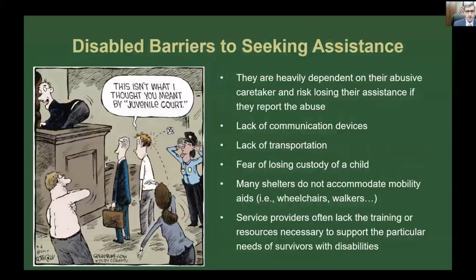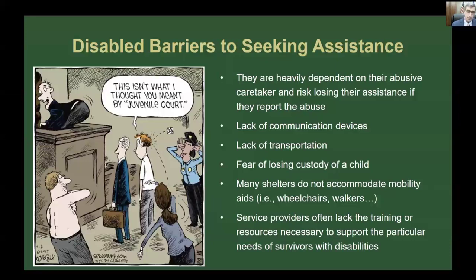What are some of the barriers that a disabled individual has in seeking assistance? Well, many times the very person that's engaging in the violent or abusive behavior is their caretaker. So by reporting the abuse, they are risking that their assistance is going to be cut off. And so that is a difficult thing for them, because they feel like they're in a situation where they either live with the abuse and get the assistance, or get out of the situation and then don't have any plan for assistance. So you may have to help them formulate a plan on how you're going to meet that need when they're getting out of the relationship.